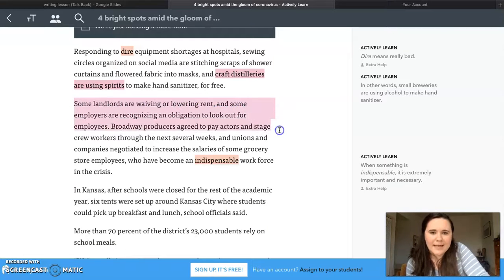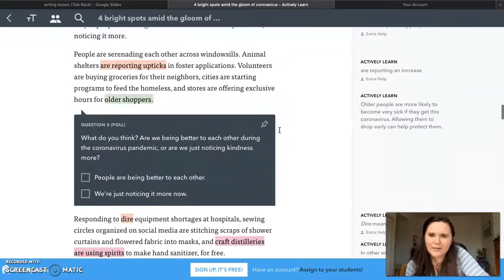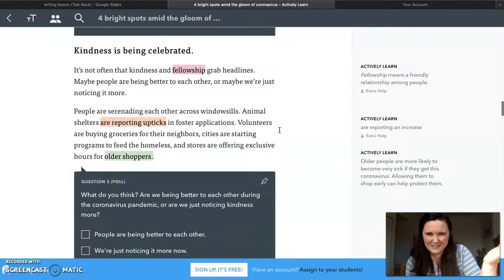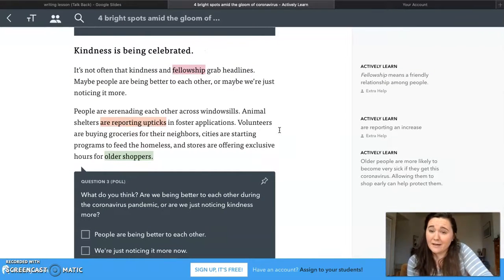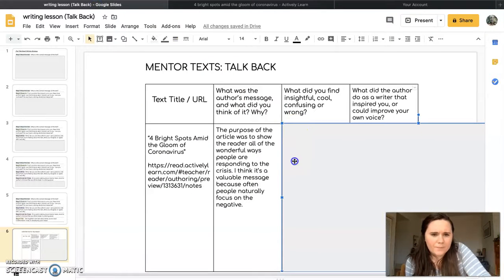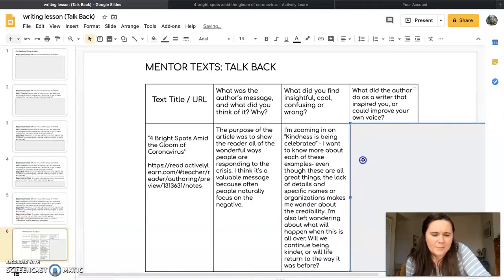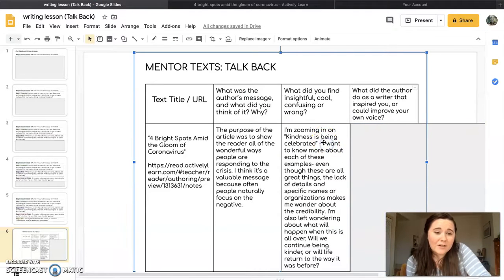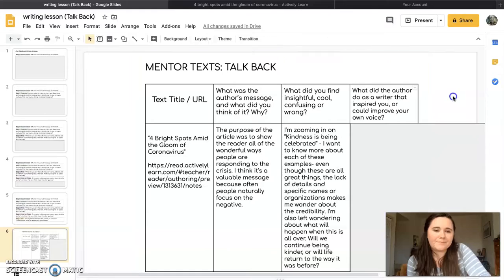There's so many good things happening, but I noticed right away, where is this information coming from? This is all really good stuff, but I find myself wondering how credible it is because I don't know where it's coming from. So I made sure to write that down here because that's something I would want to ask the author if I had the chance to. I want to know more about each of these examples. And even though they're all great things, the lack of details makes me wonder about its credibility.